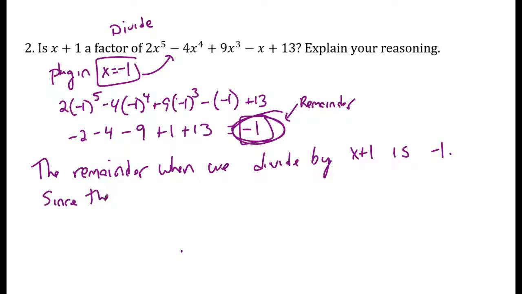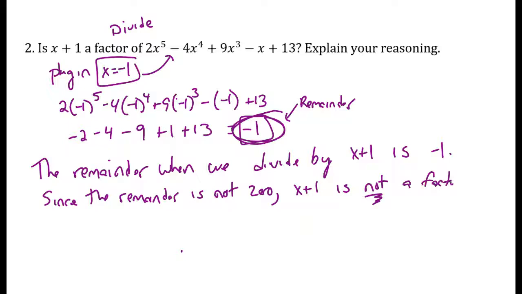Since the remainder is not 0, x plus 1 is not a factor. You're only a factor if your remainder is 0. So the remainder theorem is very, very powerful here because it saves us lots of time from dividing. And you should do this anyway, but because it says explain your reasoning, you need a nice, beautiful explanation. In this case, I wrote 2 sentences. It won't hurt you to write 2.